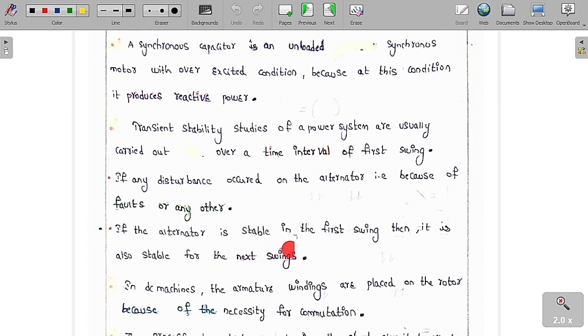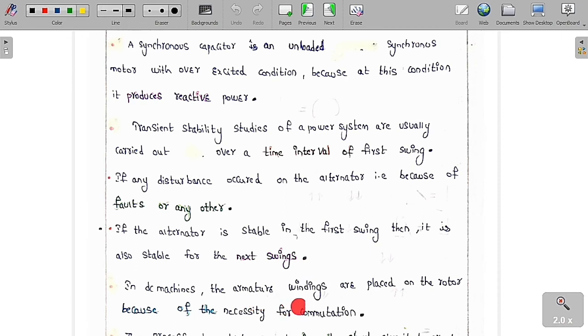If the alternator is stable in the first swing, then it is also stable for the next swings. I have already told you that the study at the first swing is called the transient stability study, and if the alternator is stable for the first swing, then it is also stable for the other swings.